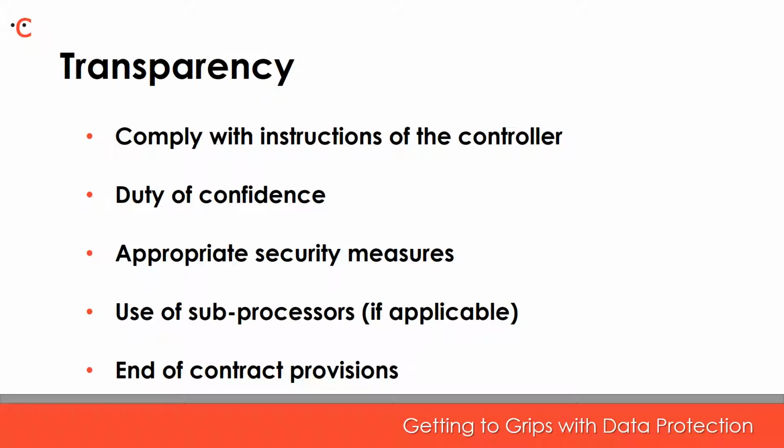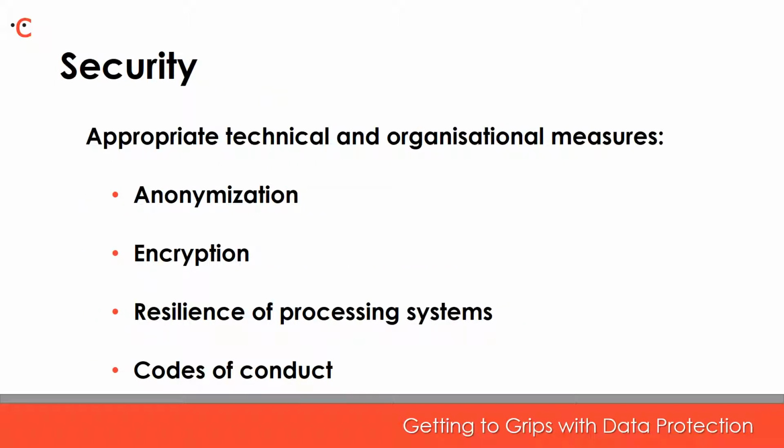Finally, contracts will need to cover what happens with the data when the contractual relationship comes to an end. These include a processor deleting or returning data. Now, as I mentioned a moment ago, one of the areas that is required to be covered is security obligations, which brings me on to my third key area.